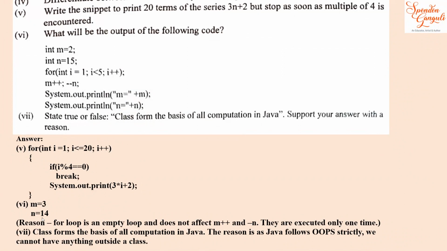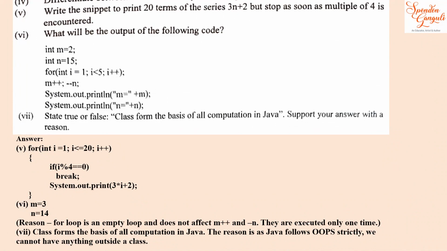First one, that is question number 5. Here it is the for loop, for int i = 1, i <= 20, i++, as it said, for 20 terms. But there is a condition: if we reach a multiple of 4, it should stop. So if i % 4 == 0, break. This if condition should come first, then the print statement, which is 3 * i + 2. For question number 6, m will be 3 and n will be 14.